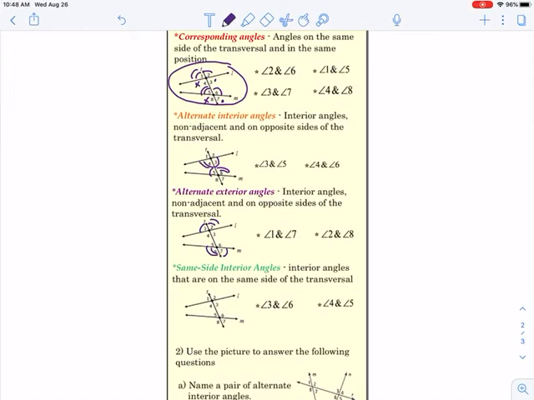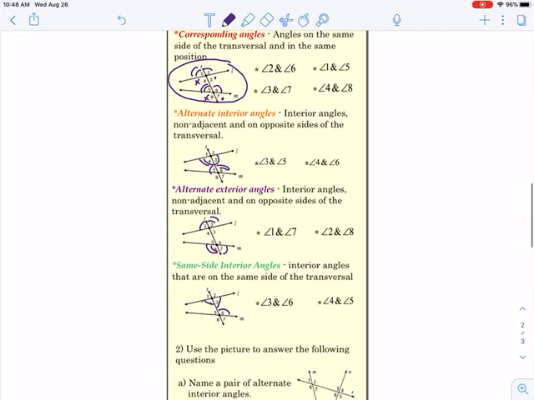Same side interior angles. So these are going to be angles that are on the same side of the transversal. And if you think of the two lines like two sandwiches, like two pieces of bread, they're going to be the angles that are on the inside of the sandwich. So angle 3 and angle 6 are on the same side, and angle 4 and angle 5 are on the same side.